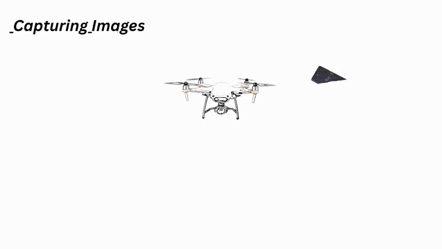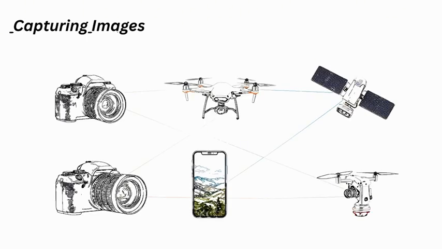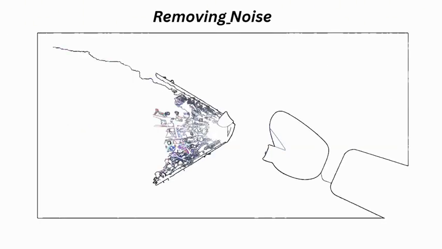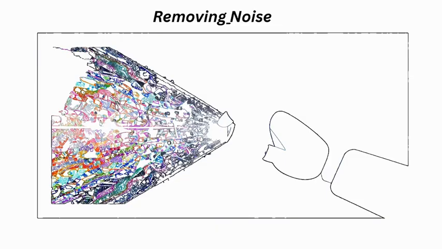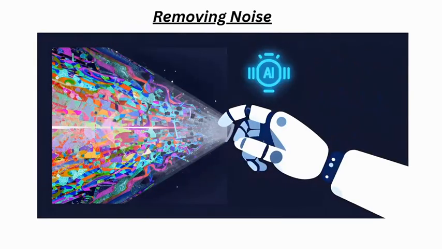The first step is image acquisition. Images are captured through cameras, smartphones, drones, satellites, or medical scanners. Once captured, the image is converted into digital data. Next comes pre-processing. The AI improves image quality by removing noise, adjusting brightness, and enhancing important details.